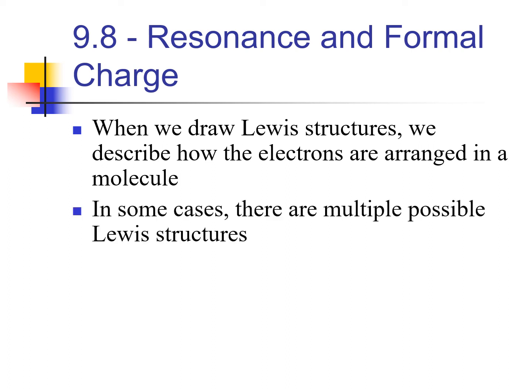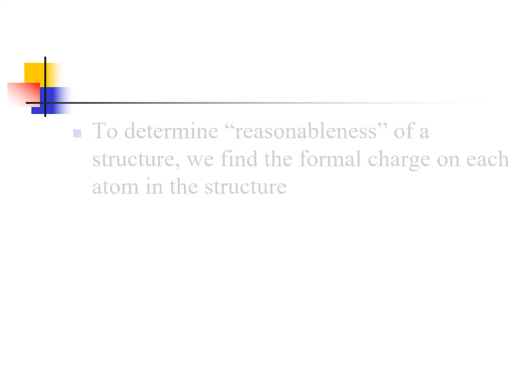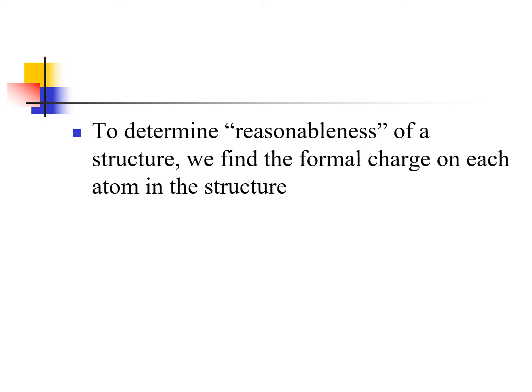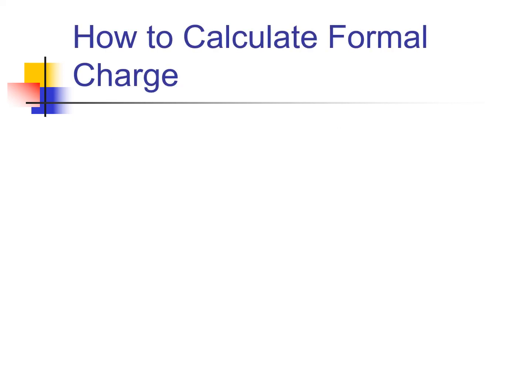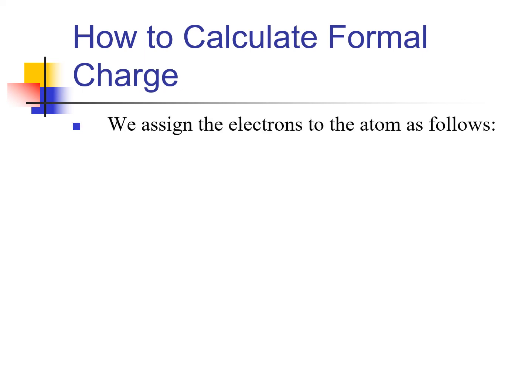Now, when we do a Lewis structure, in a lot of cases there are multiple possibilities for different Lewis structures, and they'd all be obeying the octet rule. So we have to decide which one we go with. And that's what formal charge is. Formal charge is really a gauge of reasonableness of a structure. Officially, formal charge is the charge the atom would have if all the atoms in the molecule had the same electronegativity. But I like to view it as how reasonable a structure is.